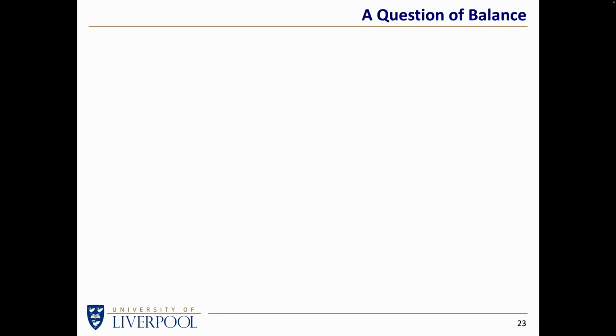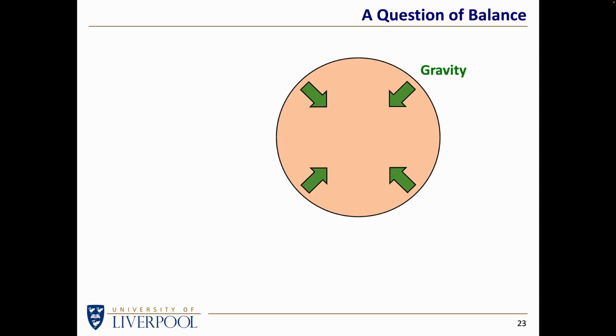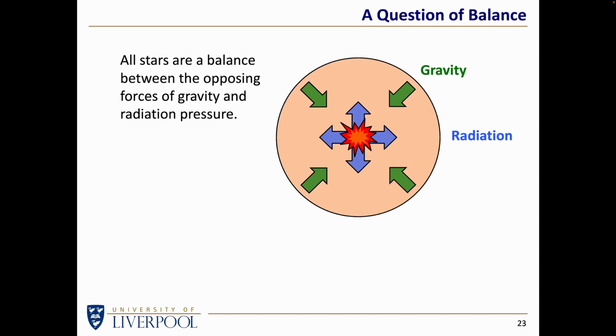When we think about what's going on inside stars, it's always a question of balance. Gravity is always pulling in on all the mass of a star, trying to contract the star. But because we've got thermonuclear reactions at the core, fusing hydrogen into helium or possibly heavier elements, there is energy being generated in the core, and that produces radiation which effectively pushes outwards. So gravity is pulling in, radiation is pushing out. And all stars are a balance between these opposing forces of gravity and radiation pressure. When those opposing forces are balanced, the star is happy, the star is stable.